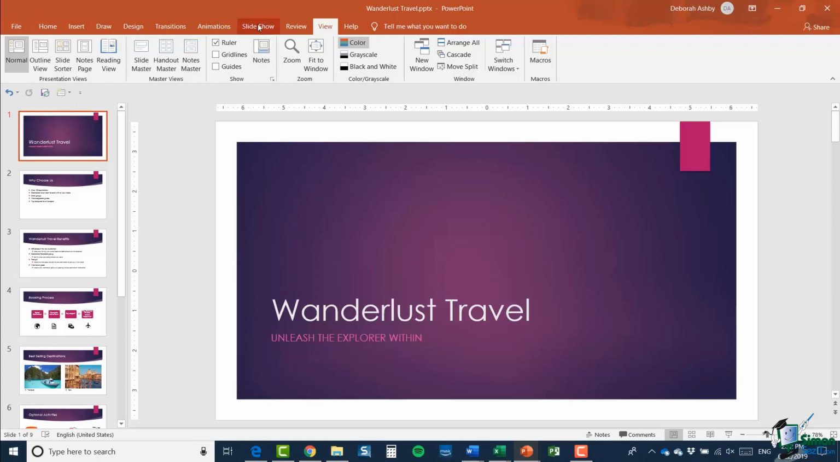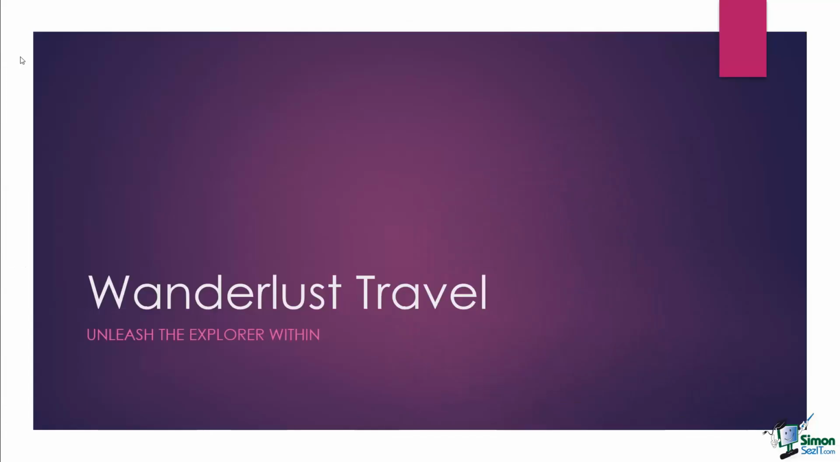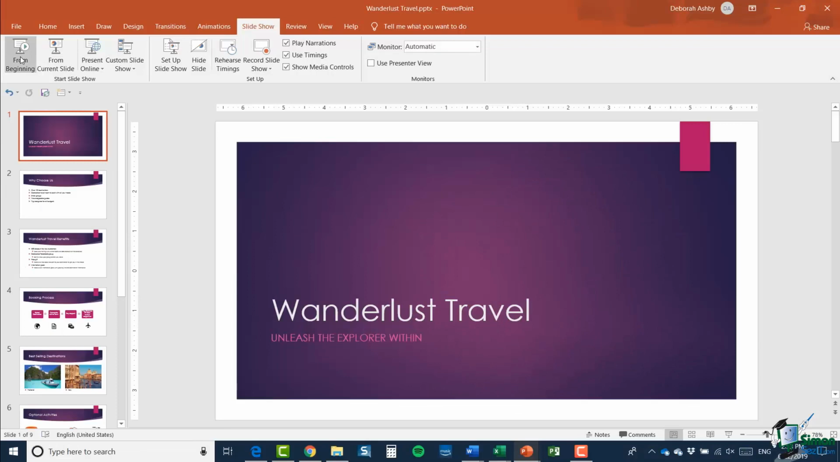So again, we have a tab here called Slide Show, and you'll see in this first group here called Start Slide Show, we have a choice. We can start our slideshow from the beginning. So if I was to click that, it starts it from the beginning, and remember, escape to come out. And you'll also notice that if I hover over, there is a shortcut key to start the slideshow from the beginning.